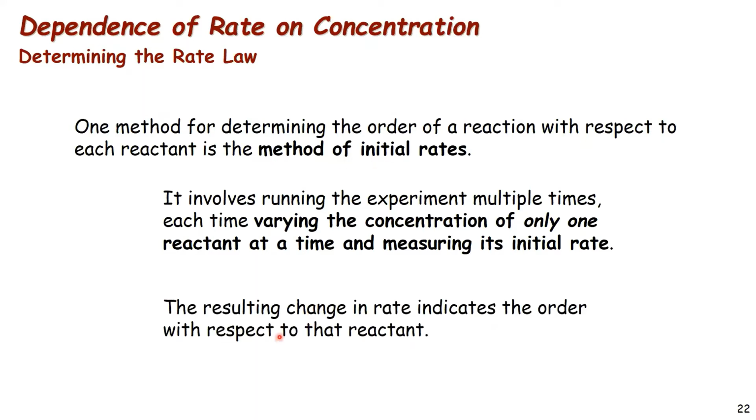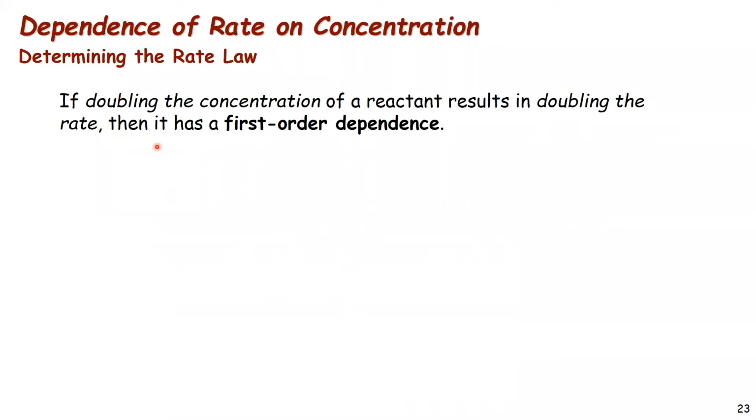Now, the resulting change in the rate is going to indicate what the order of that particular reactant is. So, for example, if you double the concentration of a reactant, so you go from a concentration of 1 to 2, you doubled it. This results in doubling the rate. So basically that means that it was raised to the first order, right? Because if I go from 1 to 2, 2 to the first is 2, I doubled the rate.